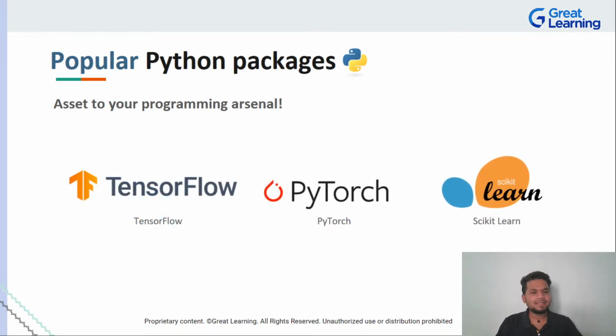The next thing is the same, right? So you have TensorFlow, PyTorch, and Scikit-learn. TensorFlow and PyTorch are mostly used for deep learning. Deep learning is again another subset of machine learning. TensorFlow is developed by the people at Google. PyTorch is developed by the people at Facebook. So these two are top libraries for machine learning and deep learning.